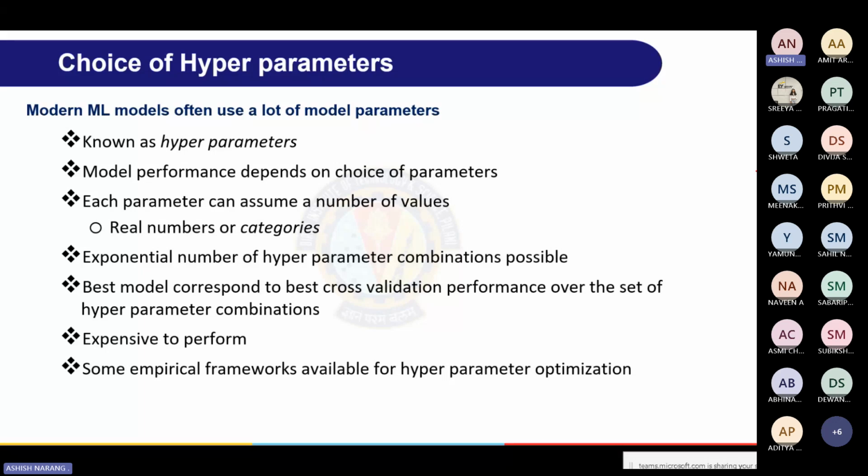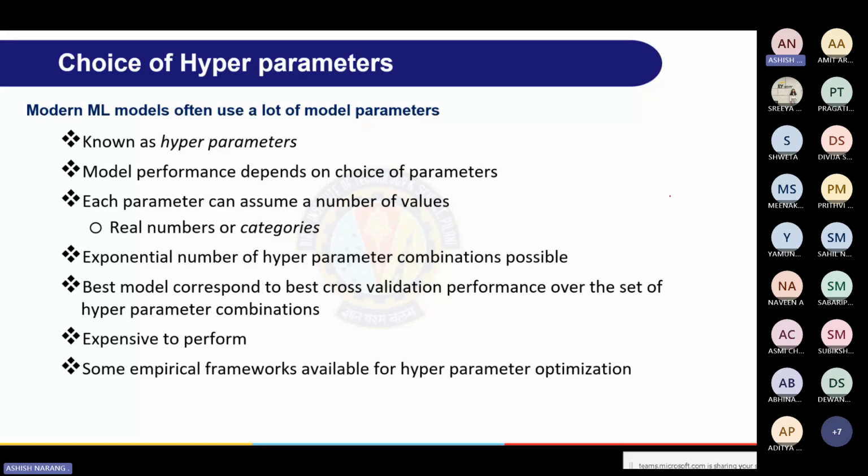And we need to sort of optimize these hyperparameters. For that, it's of course expensive to perform, because you need to do the model tweaks time and again to get the accurate hyperparameters. So the best model corresponds to the best cross validation performance over a set of hyperparameter combinations.